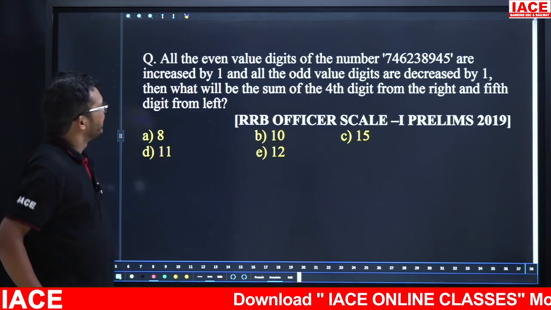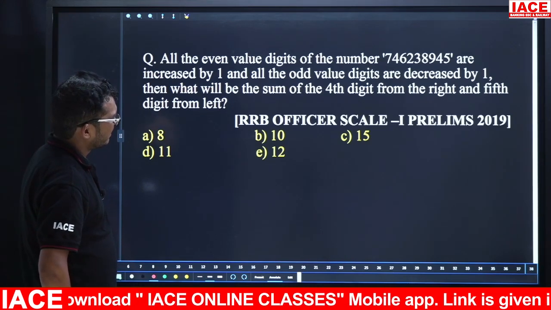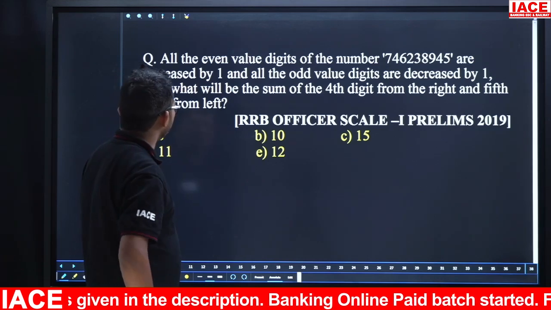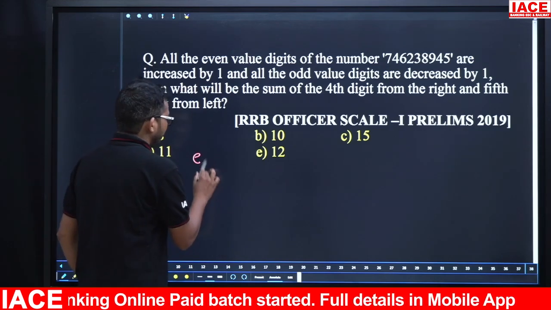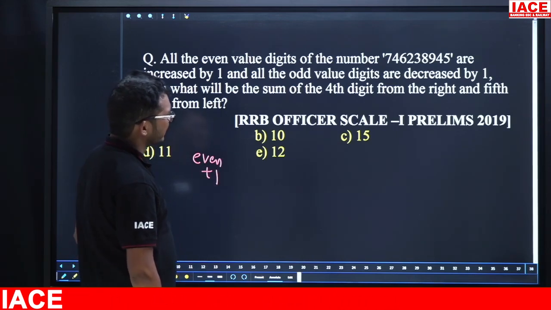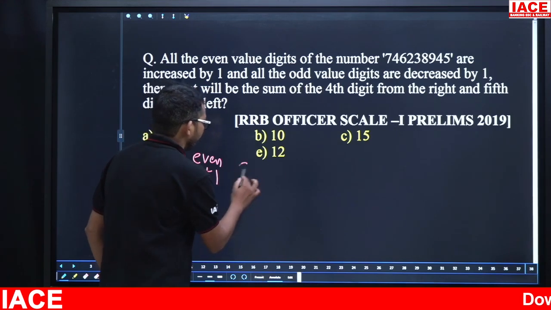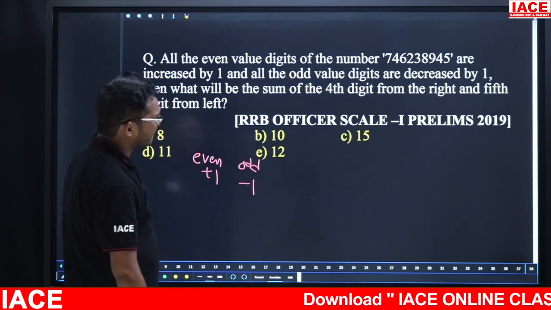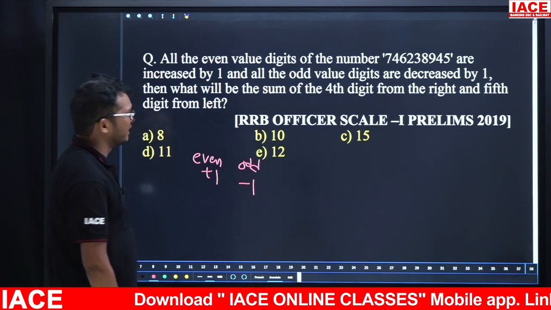Yes, time up. If all the even value digits of the number 746238, next 945, are increased by 1. Friends, if it is an even digit, then plus 1. And all the odd value digits are decreased by 1. If it is odd, then minus 1. Then what will be the sum of the fourth digit from the right-hand side and the fourth digit from the left-hand side?